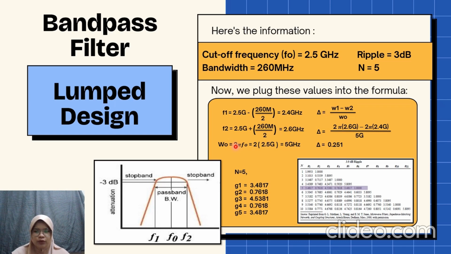So as given in our task group, we got N equals 5. So how to find the values of G1 to G5? You can identify the values of G1 to G5 as in the table. The table is fixed and you can find the table on the internet. So our N is 5. So here you can see N equals 5, so from G1 until G5, the values are 3.4817, 0.7618, and 4.5381, 0.7618, and G5 is 3.4817.